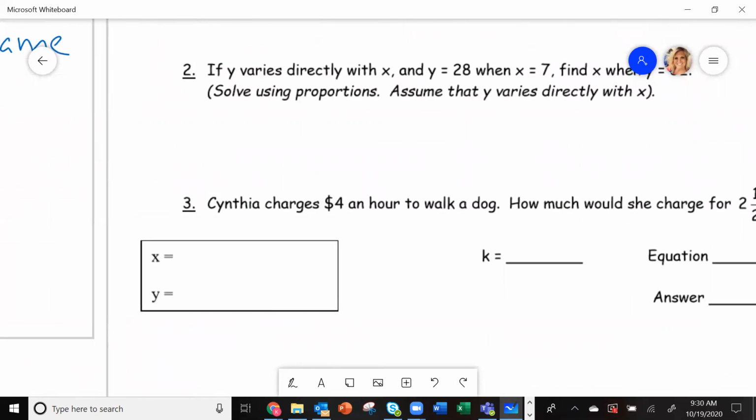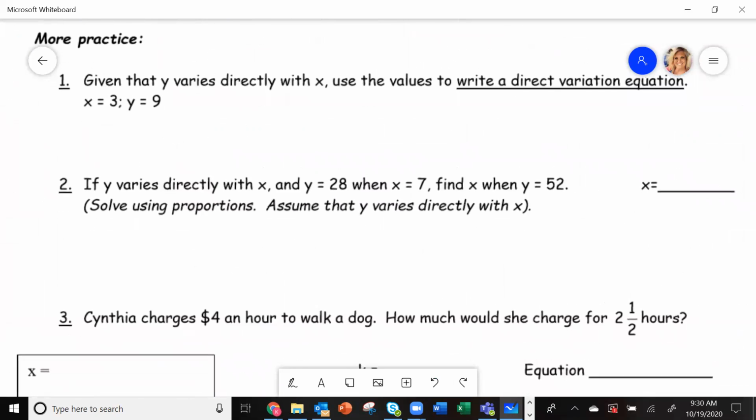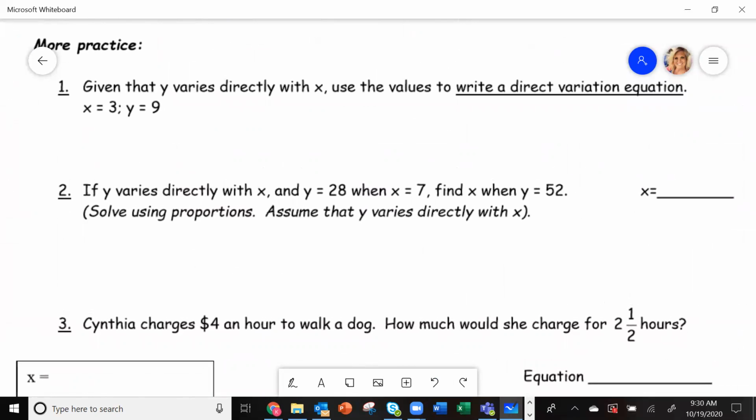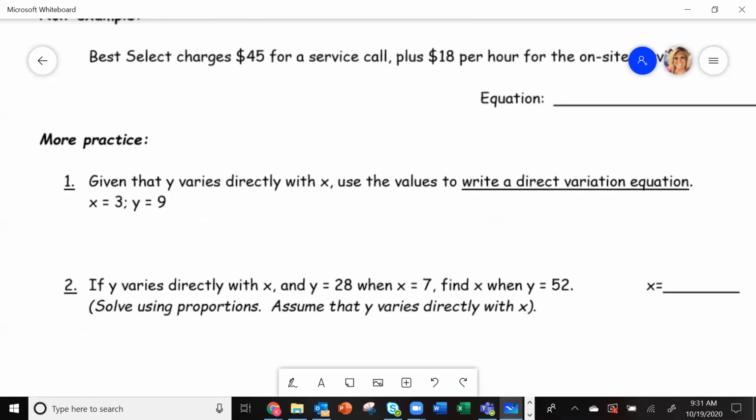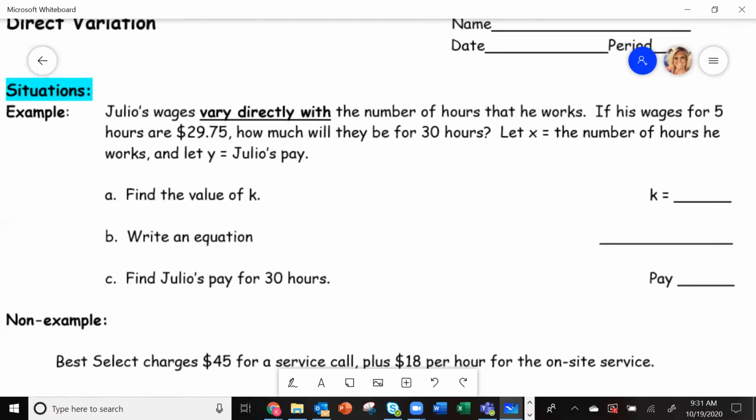I'll get there eventually. Okay. So right here, I gotta get to the right one. Here we go. Goodness gracious.